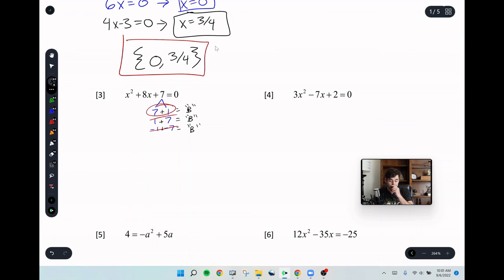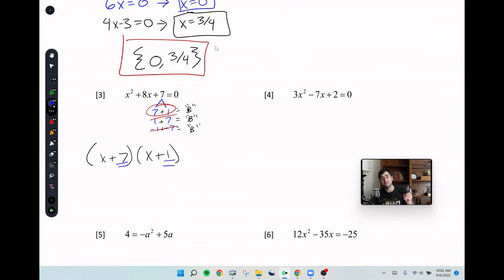All right. So then we take those terms and we write our normal binomial multiplication, where we've got x plus 7 times x plus 1. That's where we just pulled those blue terms down and wrote them right there with their signs. If it were negative, if it were a -7, we would have written x minus 7.